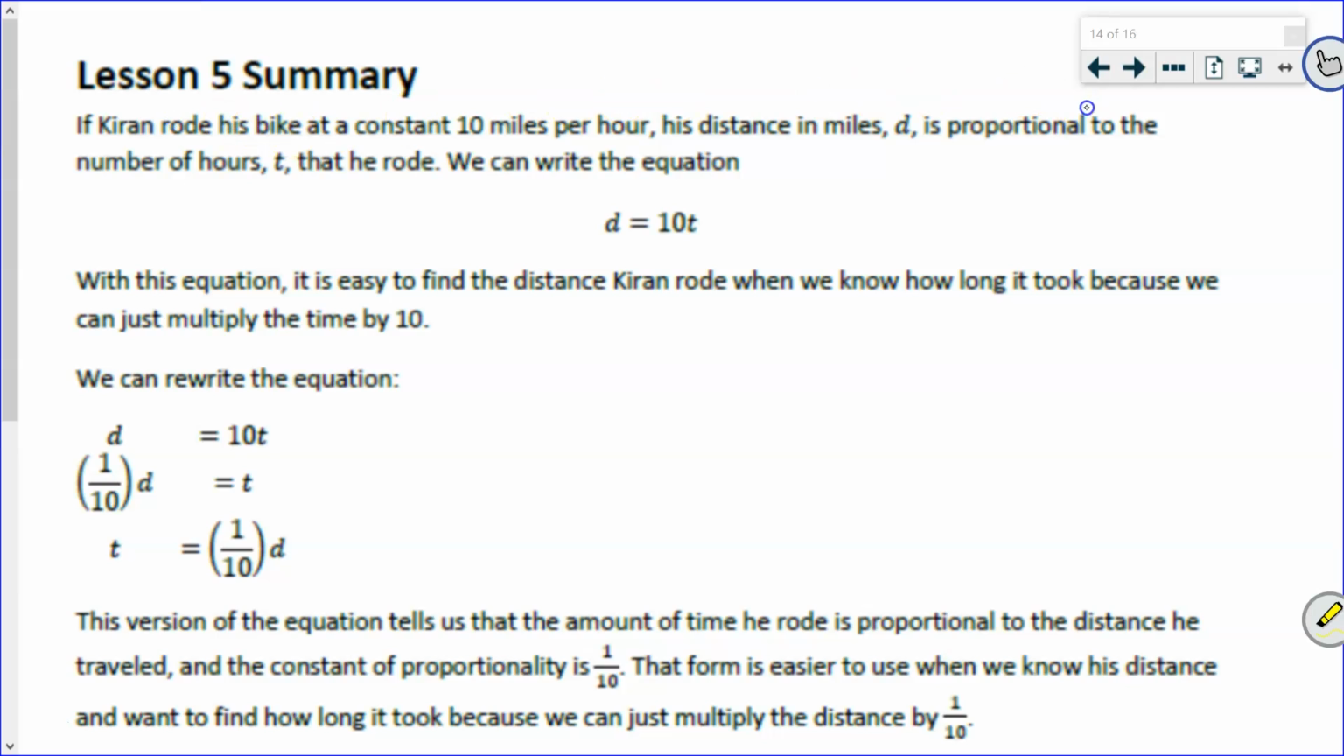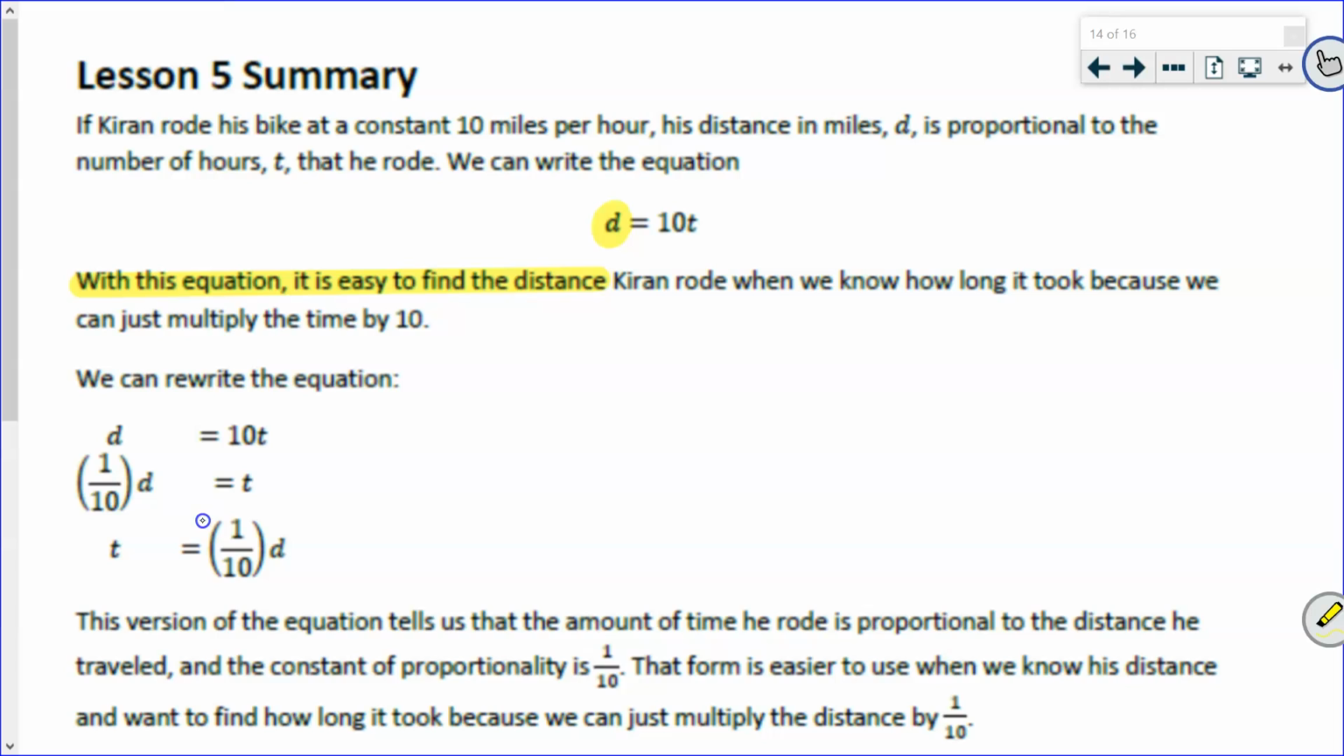If Kiran rode his bike at a constant 10 miles per hour, his distance in miles, D, is proportional to the number of hours, T, that he rode. He can write the equation D equals 10T. With this equation, it's easy to find the distance Kiran rode. Why is it easy to find the distance? Because the D is already by itself. All we have to do is take the time that they give us and multiply it by 10.